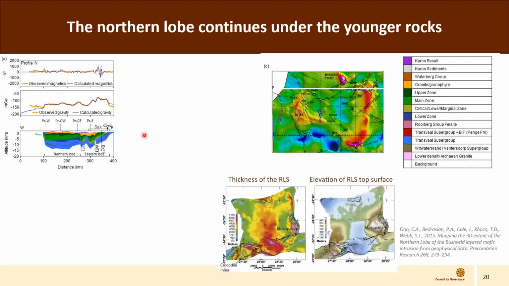But the work that shows the best geophysical modeling of the northern lobe was done by Carol. When she did these models, it's inversion. She's very good with that. This shows the thickness of the Rustenburg Layered Suite, about 7 kilometers thick in places. This shows the elevation, so this is where it's deepest, and this is where it's shallowest. It's the elevation of the top surface.